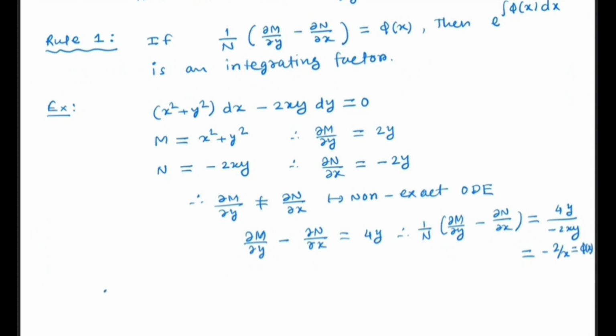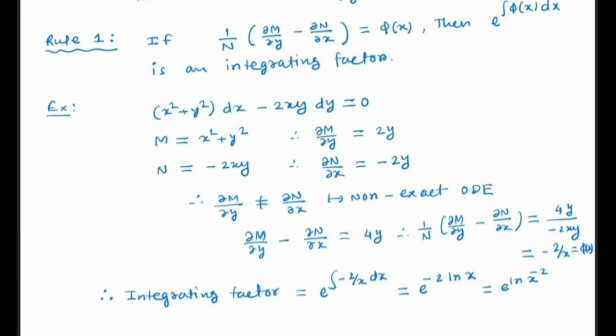So by this rule, the integrating factor will be e power integral phi(x) dx. So what is phi(x)? Minus 2/x. So it is e power minus 2 ln x, which is e power ln x to the power minus 2, which is equal to x to the power minus 2. It's a simple logarithmic calculation. So we have integrating factor x to the power minus 2.